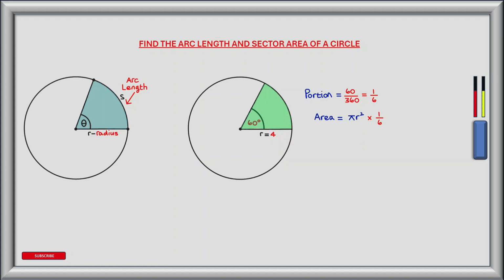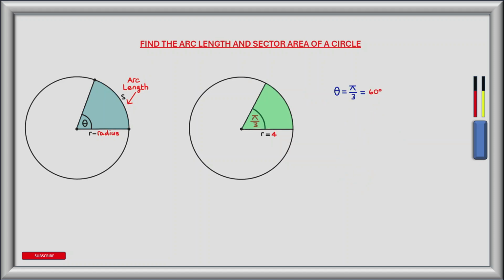So our fraction is 1/6. So we need to multiply the total area of pi r squared by 1/6. When we do this, we get the area of the sector. So in our case, the area of the sector is pi times the radius squared. So the radius is 4. So 4 multiplied by 4 and then multiplied by our fraction of 1/6. So if we do multiply that out, we get 16 times pi divided by 6. If we divide the numerator and the denominator by 2, we simplify this fraction and we get 8 times pi divided by 3, which gives us the area of our sector.